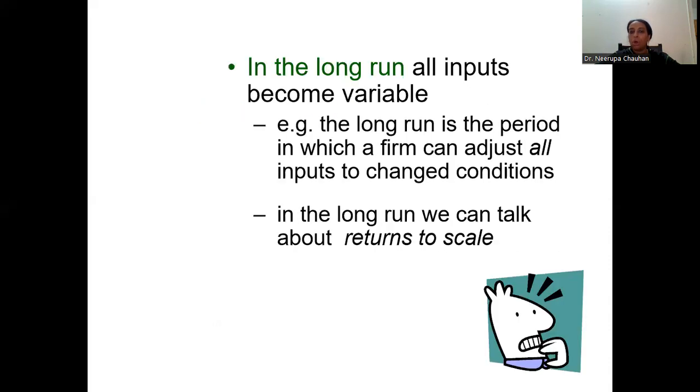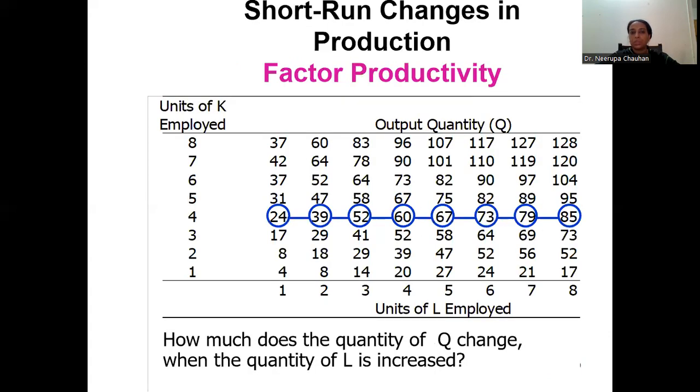In the long run, all inputs become variable. For example, the long run is the period in which a firm can adjust all inputs to changed conditions. In the long run, we can talk about returns to scale. So as you can see, short run changes in productivity and production.